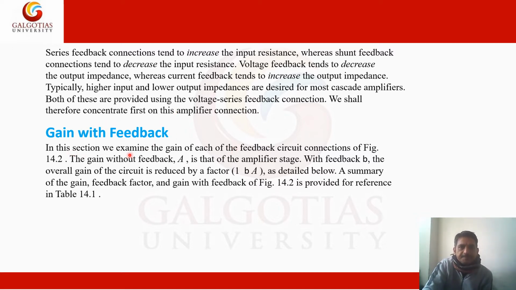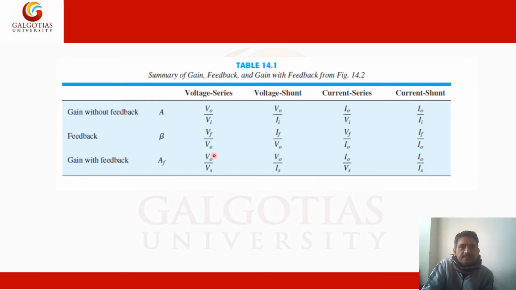We shall therefore concentrate first on this amplifier connection. Gain with feedback: the gain without feedback is A, that of the amplifier stage. With the feedback beta, the overall gain of the circuit is reduced by a factor of 1 plus A beta. A summary of the gain and feedback factor can be seen in tabular format for all the 4 configurations: voltage series, voltage shunt, current series, and current shunt. So gain without feedback is A, feedback for the feedback path is beta, and gain with feedback is Af.